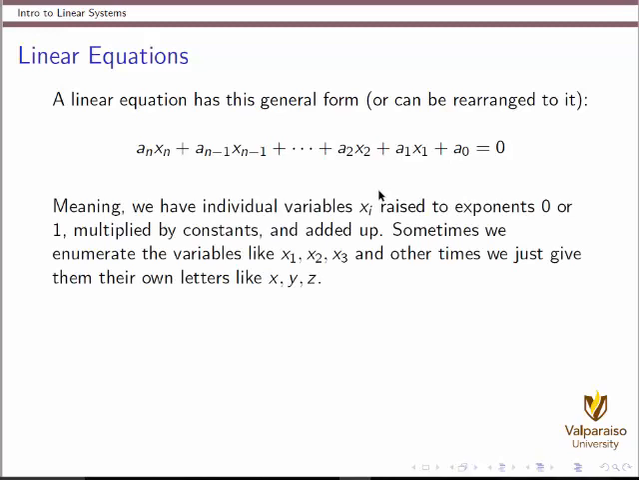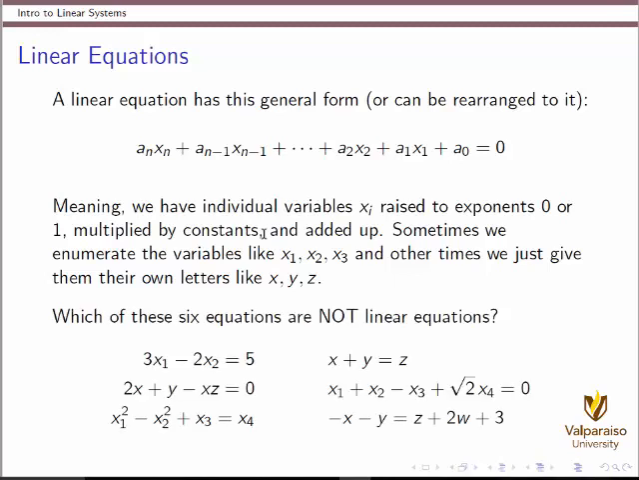So lots of variables raised to exponents 0 or 1. And the 0 exponent is hiding in the last term. So a0 is technically the same as a0 times a variable x0, where x0 is raised to the 0 power. That's a technical detail, but it's there. And sometimes we're going to enumerate variables like x1, x2, x3, and other times we're just going to name them different letters like x, y, and z. It doesn't really matter. Okay, so here are some equations on the screen.